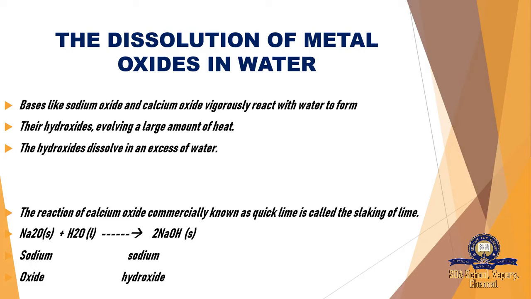Here we are having a reaction of calcium oxide. Commercially, we can call this calcium oxide quicklime. And then mixing it with water, we can call it slaking of lime. Here we have taken sodium oxide. This sodium oxide is reacting with water to form sodium hydroxide. While it is converted to sodium hydroxide, a large amount of heat comes out from this reaction. So we can call it an exothermic reaction.